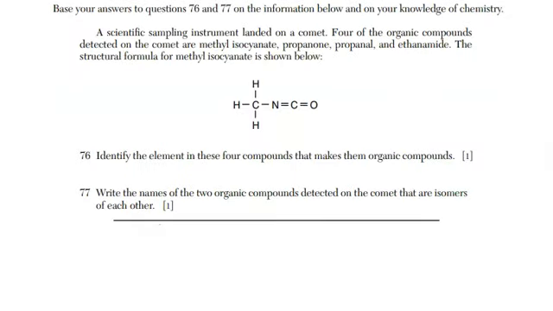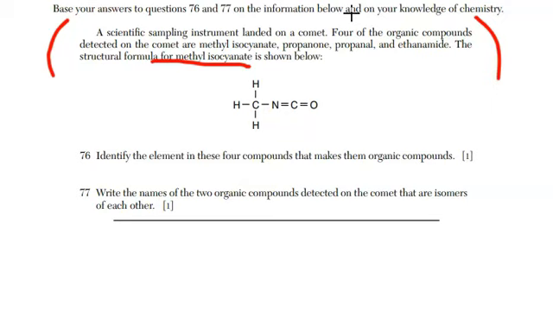All right, 76 and 77. We have a little reading passage here of some instrument landing on a comet. Four of the organic compounds detected on the comet are methyl isocyanate, propanone, propanal, and ethanamide. And we're given the structural formula for methyl isocyanate. 76 says identify in these four compounds the element that makes them organic.